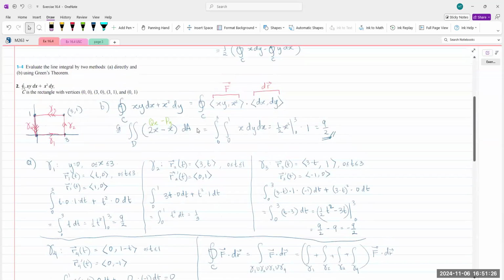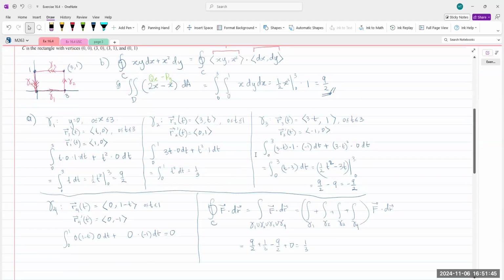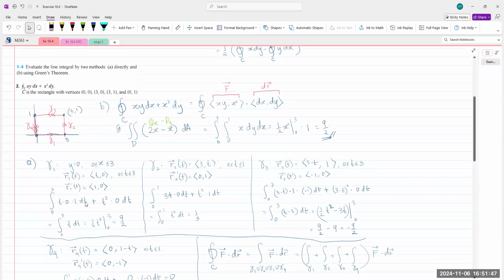Let me compute my Green's theorem again. On the top one, that's x squared. 2x minus x, that's x. The y is 0 to 1, the x will be 0 to 3. So the answer should be 9/2. I may have plugged in something wrong.